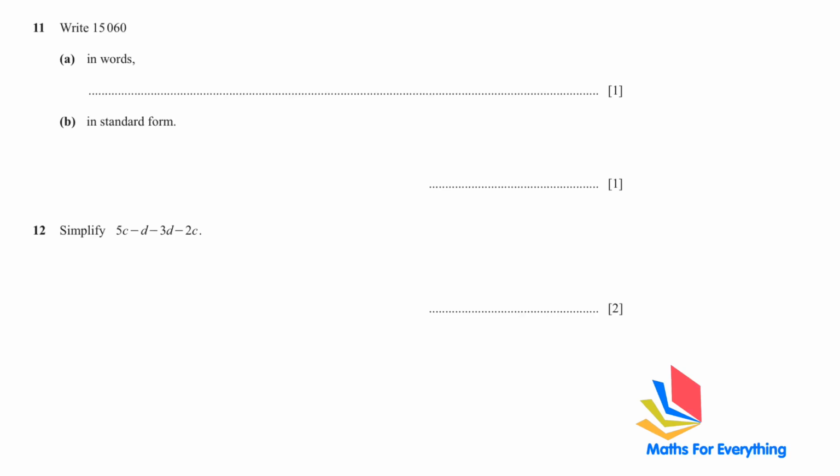Question number 11. Write 15,060 in words, a very easy one mark, and in standard form. When we write in standard form, there should be only one number before the decimal. And if it's a whole number and you cannot see any decimal, it means the decimal is at the end of the number. So this is going to be 1.506. It's okay if you don't write the last zero. Multiply by 10 to the power of 4 because we moved the decimal 4 places, 1, 2, 3, 4.